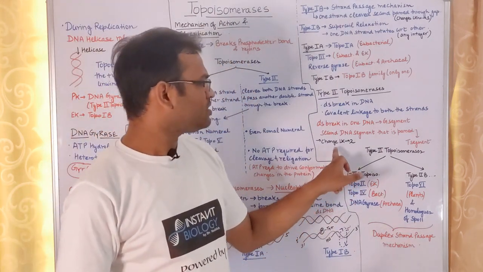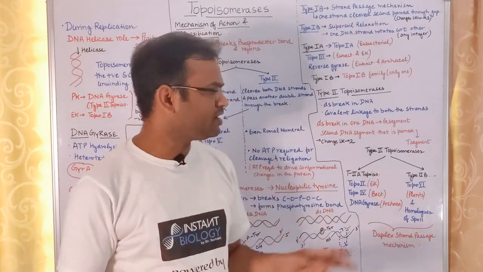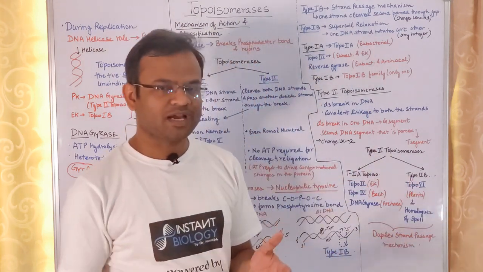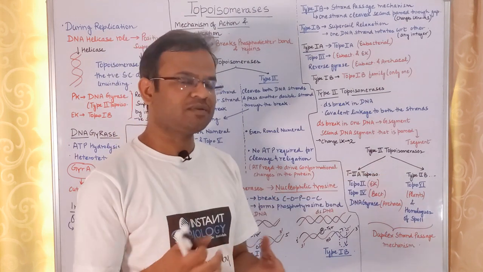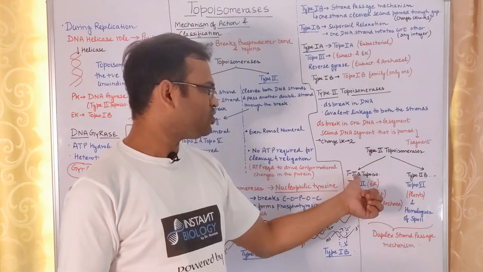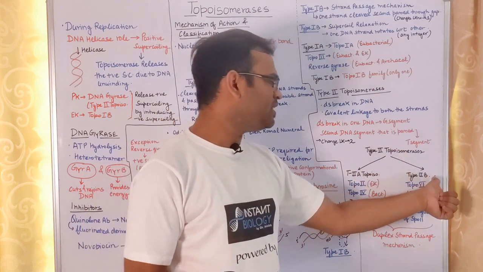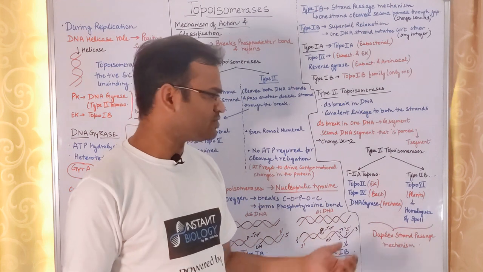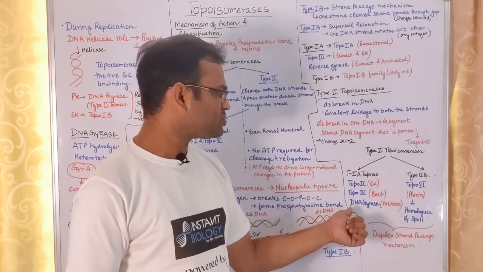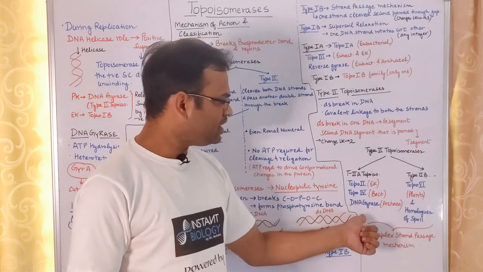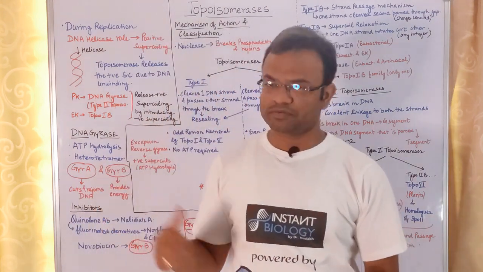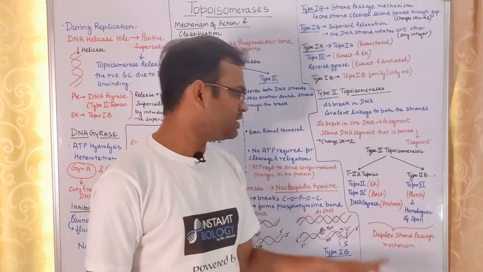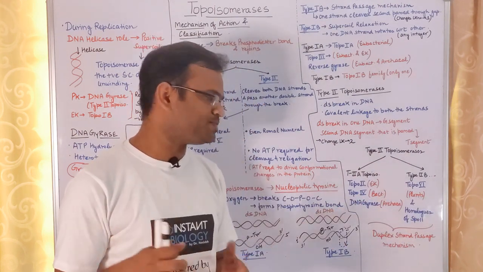Now these type 2 topoisomerases will change the linking number by 2. Coming to the classification of type 2 topoisomerases and examples, they can be divided into type 2A topoisomerase and type 2B topoisomerase. Examples of type 2A topoisomerases are as follows: topo 2 in eukaryotes, topo 4 in bacteria, DNA gyrase in archaea. The examples of type 2B include topo 6 in plants and homologs of SPO11.